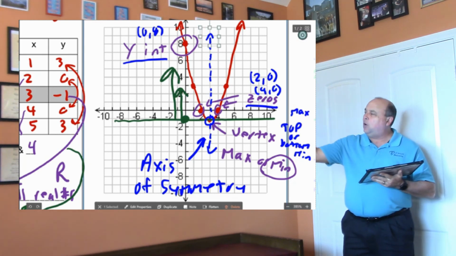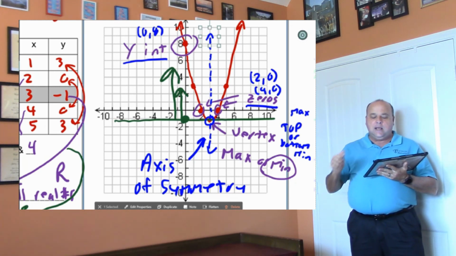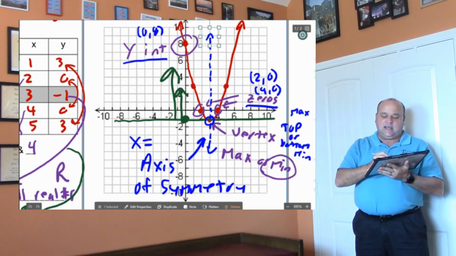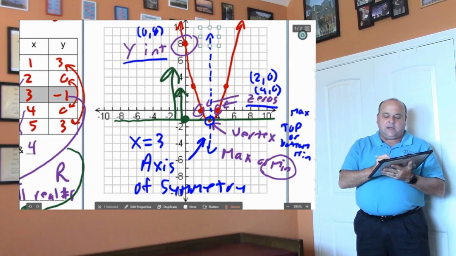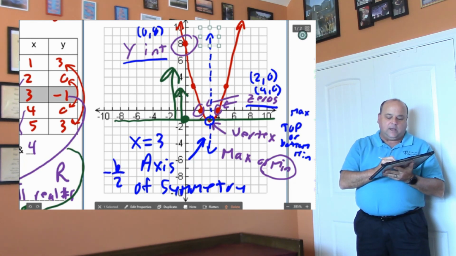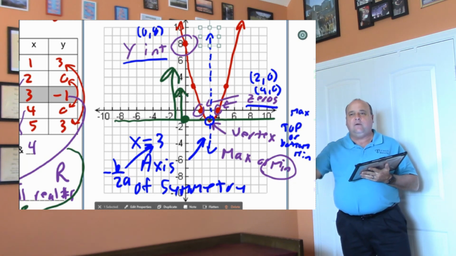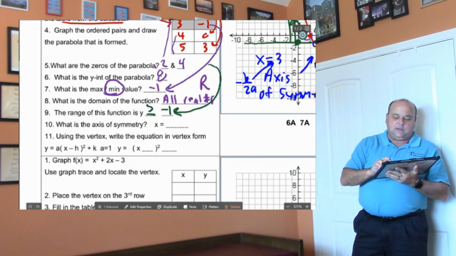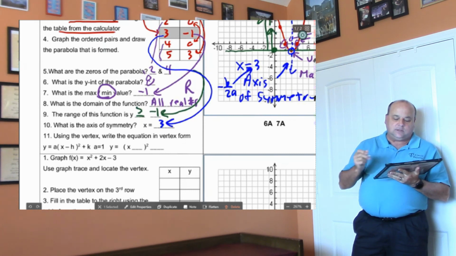And then the axis of symmetry: if I folded that parabola over, it would fold over that blue line. And that blue line is an x equals line. It's x equals 3, right? Which is what we got with the negative b over 2a. The negative b over 2a will equal that number every single time. So my axis of symmetry was x equals 3, and that will always be this number every single time.